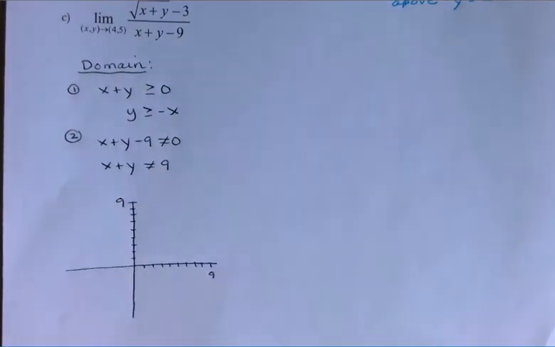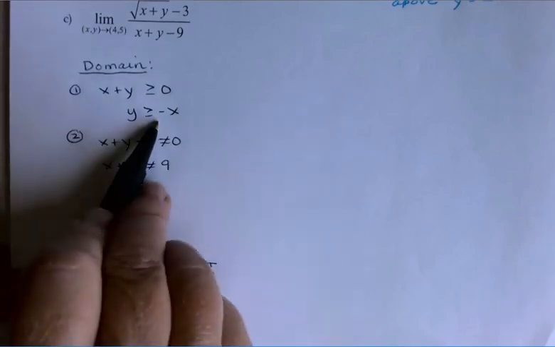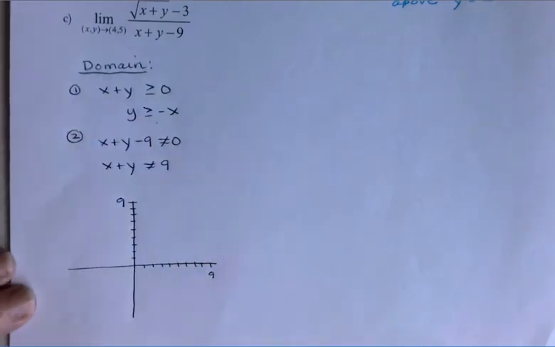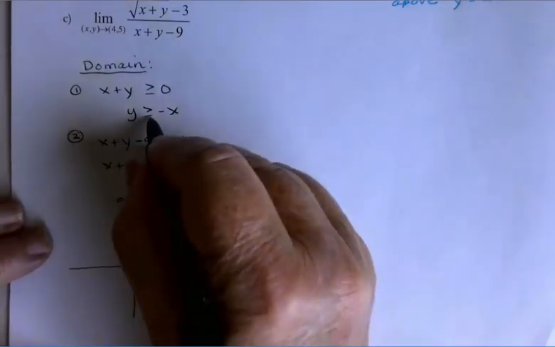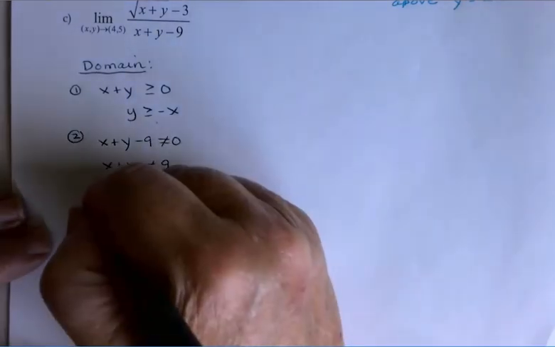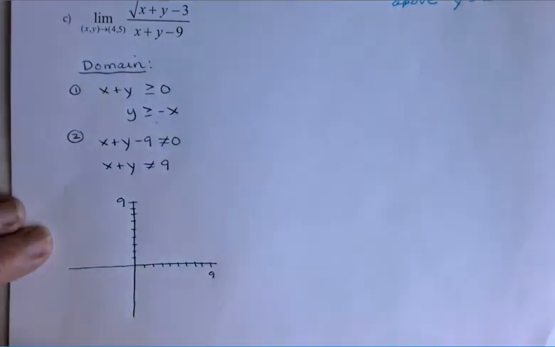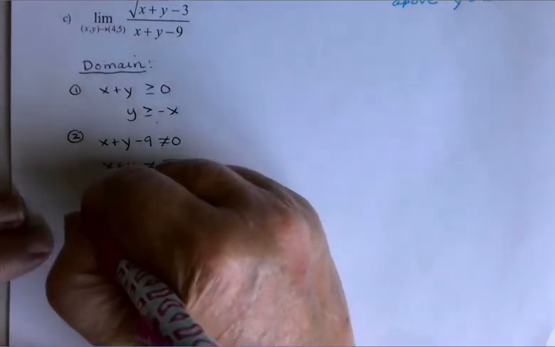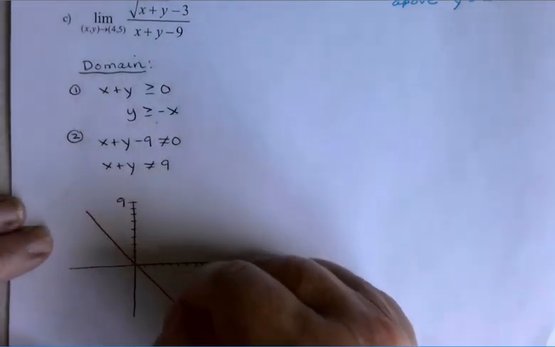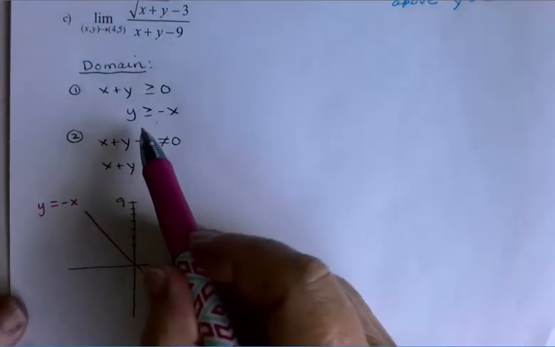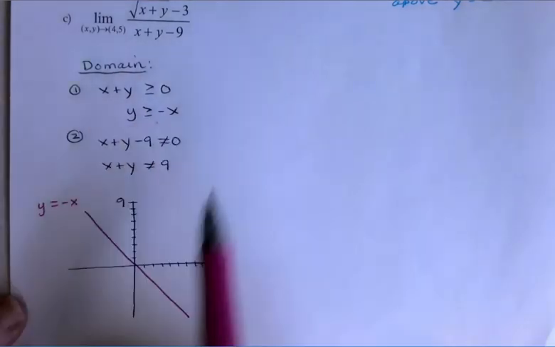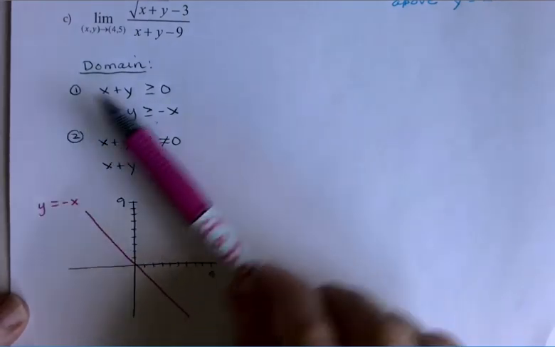All right, y is greater than or equal to minus x. The line y equals negative x is just the line with slope -1 through the origin, right? And notice that's greater than or equal to, so I'm going to draw that as a solid line. That's the line y equals minus x. And y has to be greater than or equal to minus x, so I'm only looking at the parts above that line.